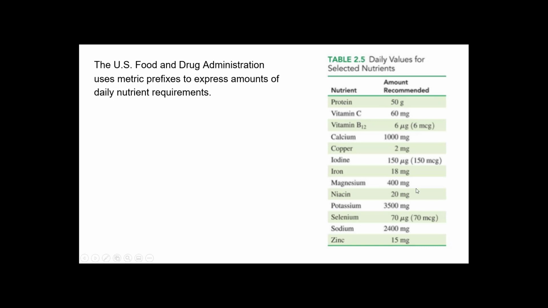And hopefully most of you are over 21, and if you have drank wine, it is in the metric system. You'll see, pull up a bottle of wine and it'll say 750 milliliters. It's thrown in, we just don't pay attention that the metric system is used in certain ways. So protein 50 grams, vitamin C 60 milligrams, vitamin B12 6 micrograms, calcium 1000 milligrams, and so forth. So we do have this around, we just don't pay attention.